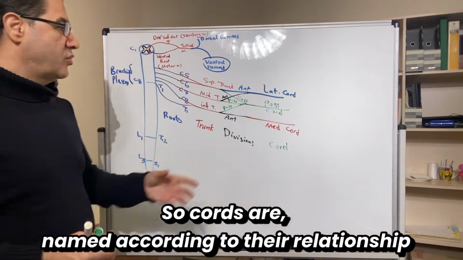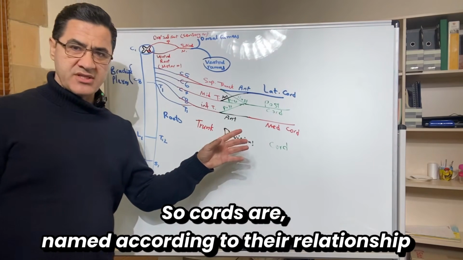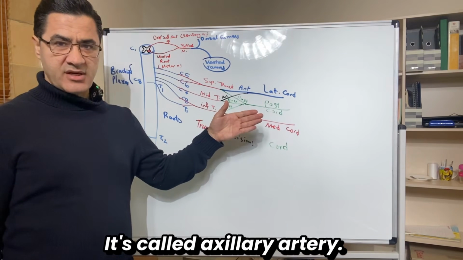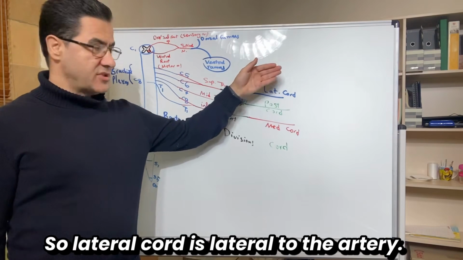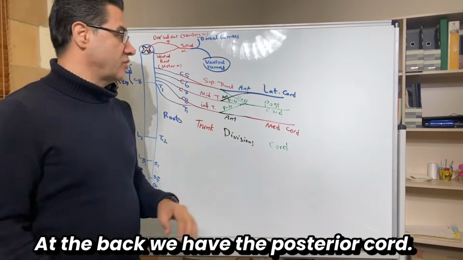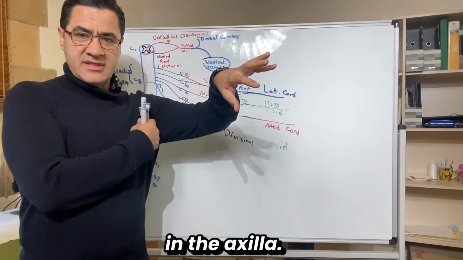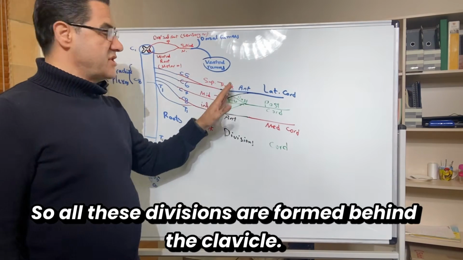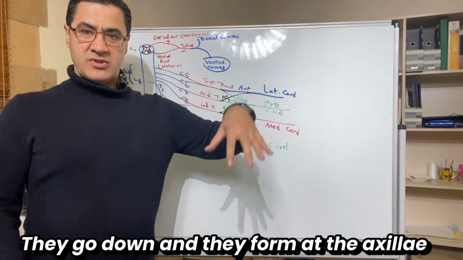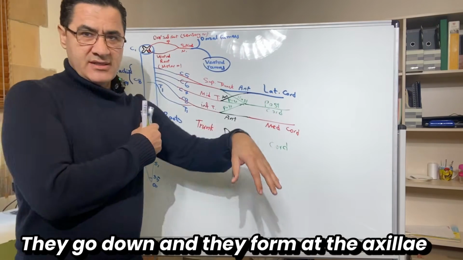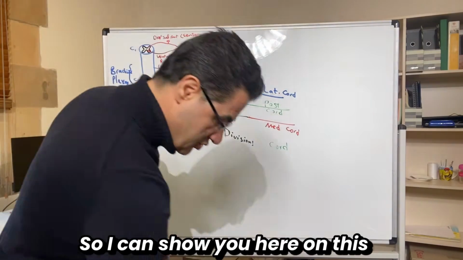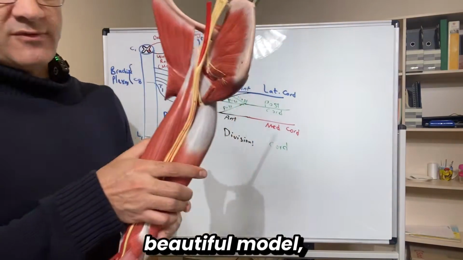So cords are named according to their relationship with the axillary artery. Imagine that here we have an artery, called the axillary artery. The lateral cord is lateral to the artery, the medial cord is medial to the artery. At the back we have the posterior cord. The axillary artery is in the armpit, in the axilla. So all these divisions are formed behind the clavicle, and then the cords go down and form at the axilla, around the axillary artery. So I can show you the cords here on this beautiful model.